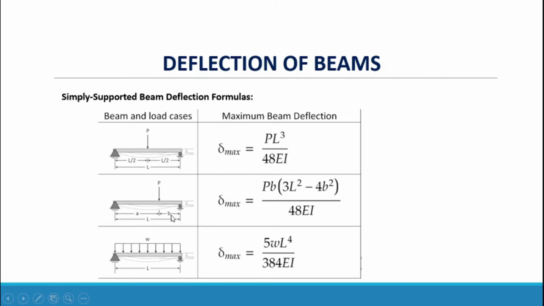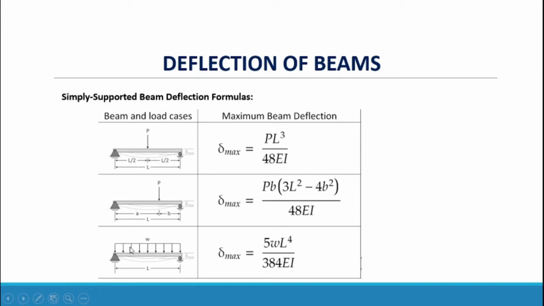Another load case, we have a concentrated load P at a distance A from the left support, and distance B at the right support. And the maximum deflection is equal to PB open parenthesis 3L squared minus 4B squared close parenthesis all over 48 EI.